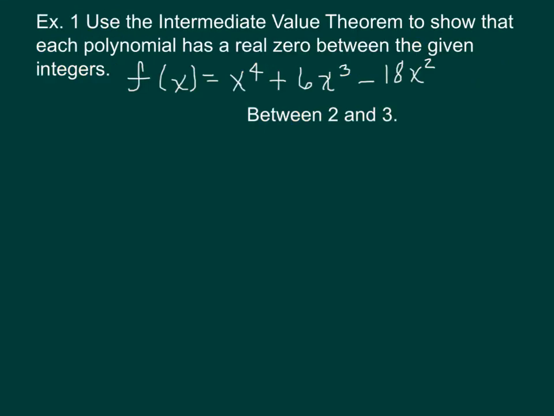So example 1, we're going to use that intermediate value theorem to show that each polynomial has a real zero between the given integers. So the way that the theorem works is you're going to plug in 2 and 3 and show that the y values have a sign change. So first I'm going to plug in f of 2, and then I'm going to plug in f of 3.